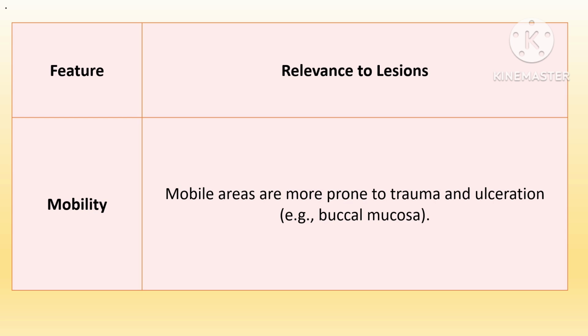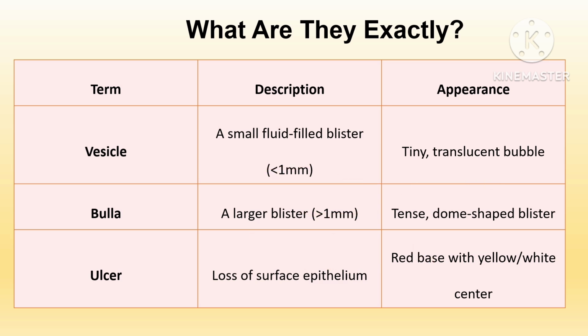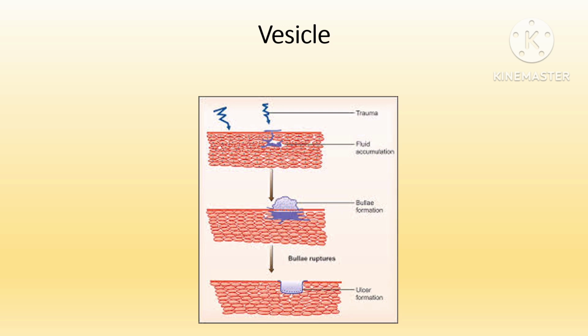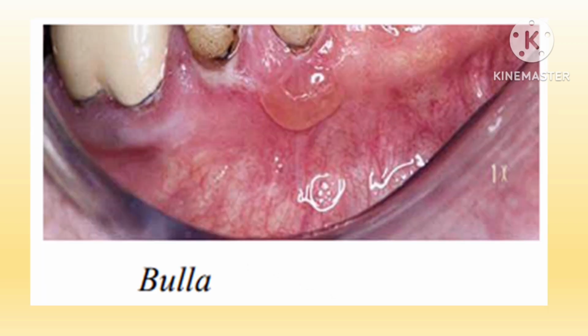Vesicles are small blisters having size less than 10 millimeter or 1 centimeter in diameter, containing clear fluid. Bulla are larger blisters greater than 1 centimeter in diameter. They are also filled with clear fluid. Ulcers are well defined, often depressed lesions with an epithelial defect covered by a yellowish white fibrin membrane. An example is an Aphthous ulcer.